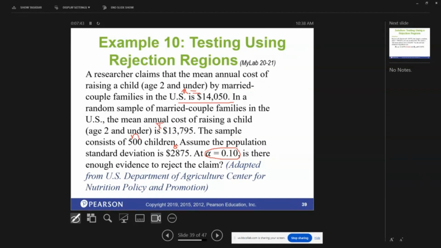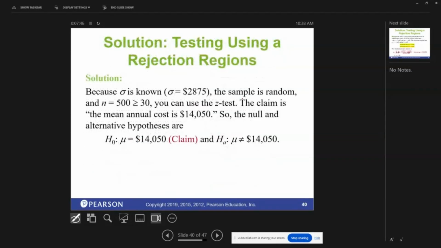Okay, so here's my statement. The mean is equal to 14,050. So that's my H sub O, leaving H sub A to be that the mean is not equal to 14,050. So what type of test am I going to have here? Left, right, or two-tailed? Two-tail. Yeah, based on that it is going to be two-tailed.